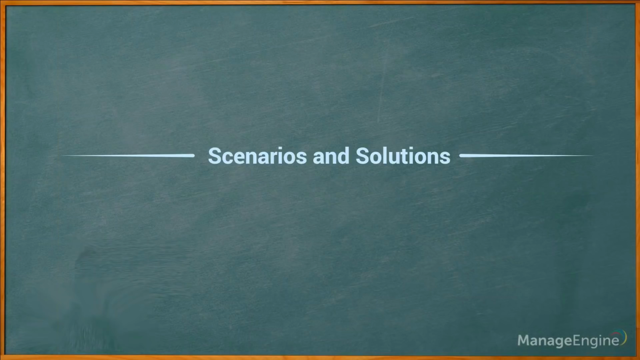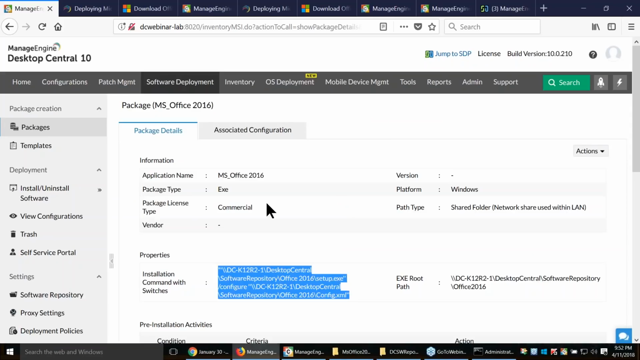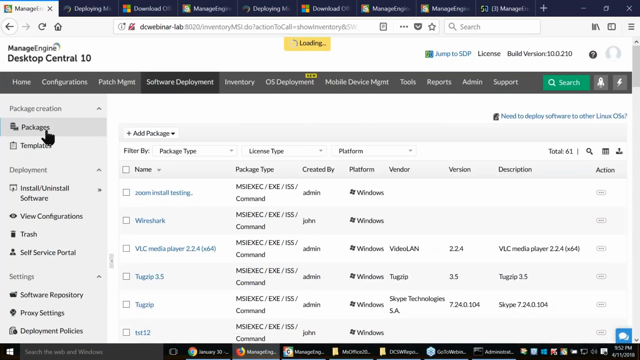Let's quickly look at some scenarios and solutions. Scenario 1. I want to install an Autodesk design software on a few computers. It requires a .NET framework. How can I achieve this? Well, this typically means that you want to install multiple packages. As we discussed, we can go to the software deployment, click on package. You can see the list of packages that are already available.